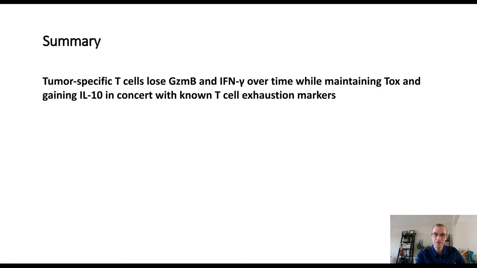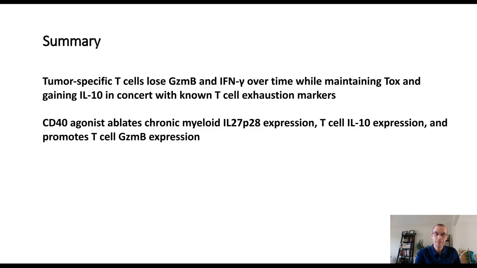So to summarize quick, we show in this second paper that tumor-specific T cells lose granzyme B and interferon gamma within the tumor specifically, while they maintain TOX expression, suggesting that they're continuing to see antigen, and they gain IL-10. We found that CD40 agonist ablates chronic myeloid cell IL-27 expression, along with T cell IL-10 expression, and promotes T cell granzyme B and KLRG1 expression, consistent with a short-lived effector phenotype.